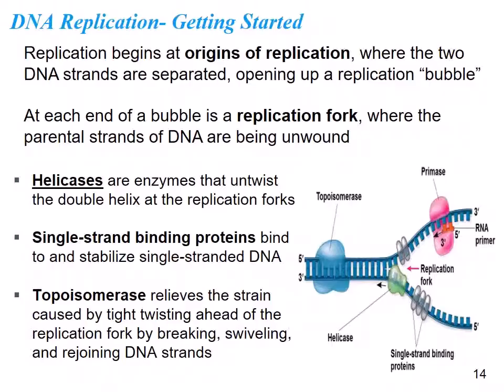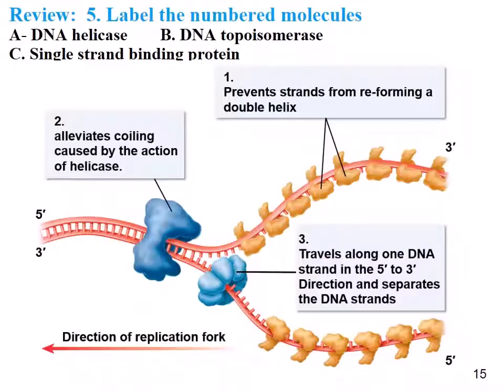Then we've got something called topoisomerases, which help to relieve the strain that's caused by peeling apart that DNA molecule. If you imagine peeling apart a rope or some string or yarn, it swivels apart and that other end will not, but topoisomerase will break and rejoin the DNA strands to prevent this big ugly knot from happening. So let's go ahead and label the different molecules here.